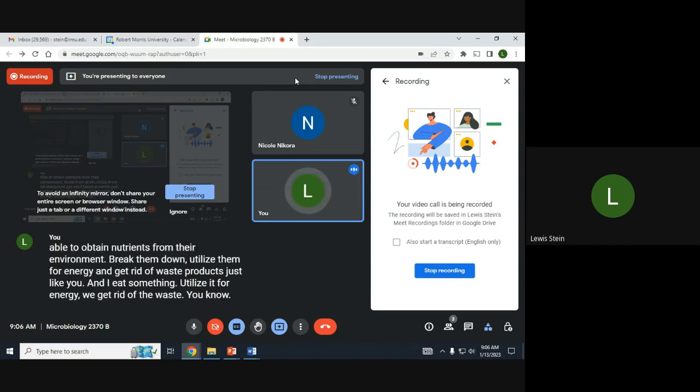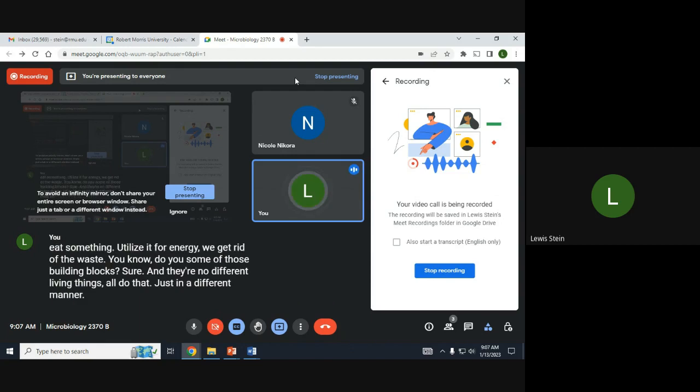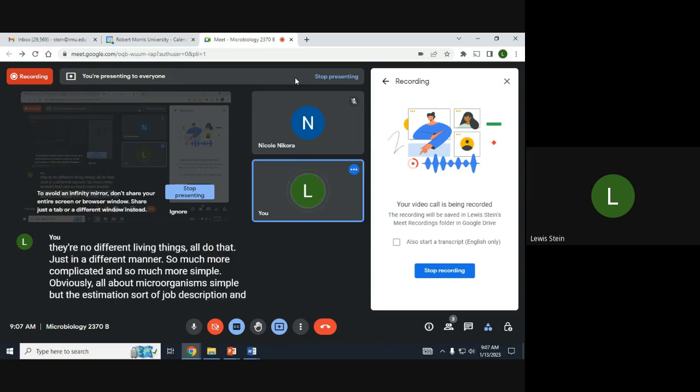Do we use some of it as building blocks? Sure. And they're no different. Living things all do that, just in a different manner. Some is more complicated and some is more simple. Obviously, all microorganisms are simple, but that's the basic job description and basic materials that you need to have to be considered a living thing.